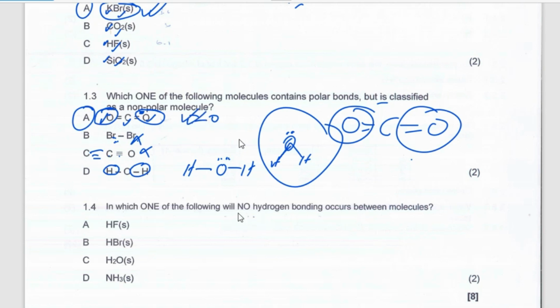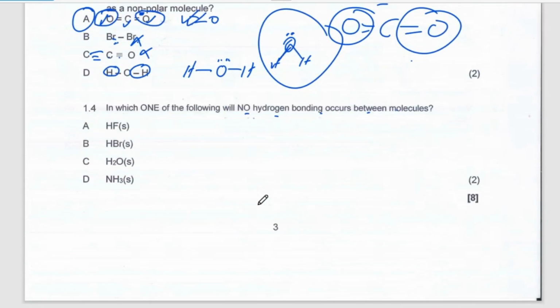Which one of the following has non-hydrogen bonding occurring between the molecules? Hydrogen bonds occur in molecules which are highly electronegative. If you look at this, it is highly electronegative, highly electronegative, highly electronegative. This one is electronegative, but not that much. Hence, this is going to form hydrogen bonds. This one is also going to form hydrogen bonds. This one is also going to form hydrogen bonds. So the most correct answer becomes that. So B becomes the answer.